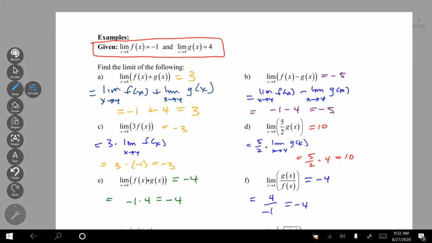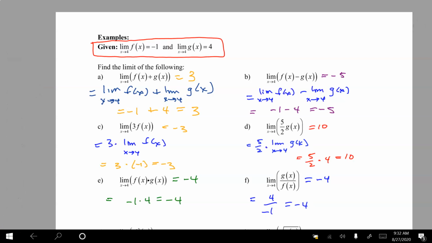Okay, as you see, I did examples B through F, and part B was subtracting the two limits. I got negative 5. Part C was 3 times the limit of f, which is negative 3. Part D was 5 halves times the limit of g, which was 10. And then for E and F, I didn't even write out the whole limit notation business. I said, okay, I see the point. So E was just the limit of f times g, which is negative 4. And F was the limit of g divided by f, which also turned out to be negative 4.